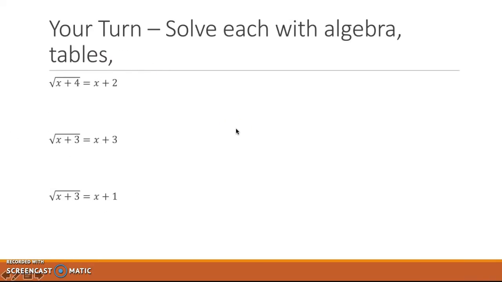Now, just to prove that you know what you're doing, your assignment for today is each of these 3 sets of a radical function equal to a linear function. I would like you to solve them with algebraic reasoning, tables, and graphs, and that is your assignment. Good luck, and let me know if you have any questions.